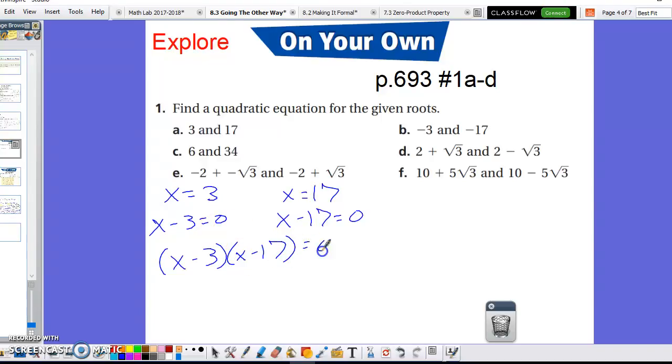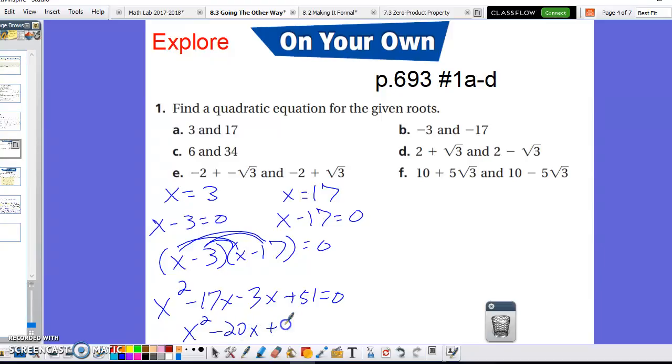And we know that we can multiply those together to get our quadratic. Try not to cut too many corners here: x squared, minus 17x, minus 3x, plus 51. So my quadratic equation with roots 3 and 17, or one of the possible quadratic equations I should say, will be x squared minus 20x plus 51 equals 0. That would be okay. Equals y, however you want to write that. Okay, so that's letter A.